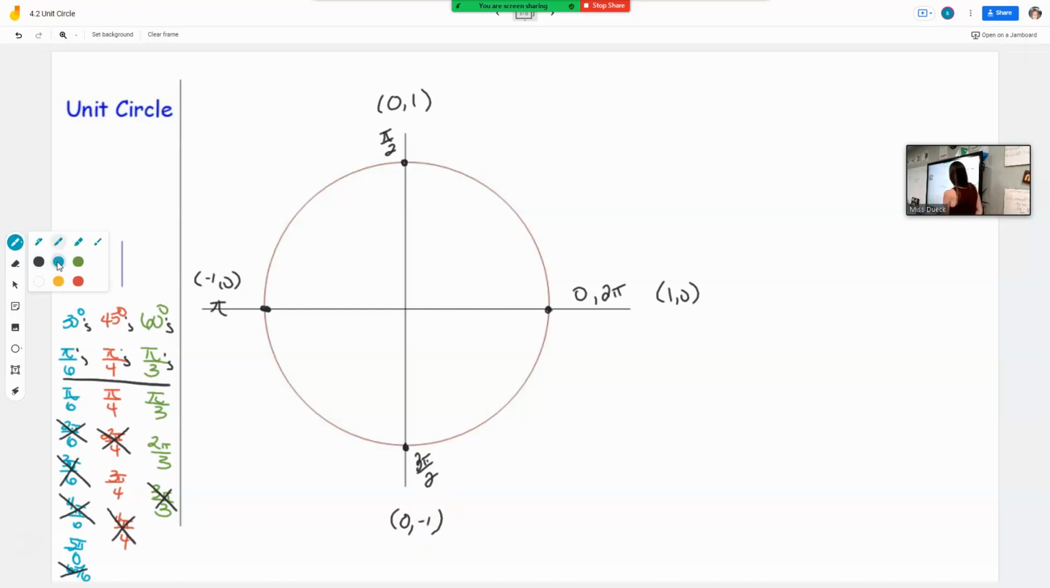Now, if I was to draw my 30s, I want to think standard position. And we wrote earlier to the x-axis. Standard position to the x-axis, 30 up from the positive x-axis or 30 down, or 30 back from the negative x-axis, 30 down. These are all the little 30 degrees to the x-axis.